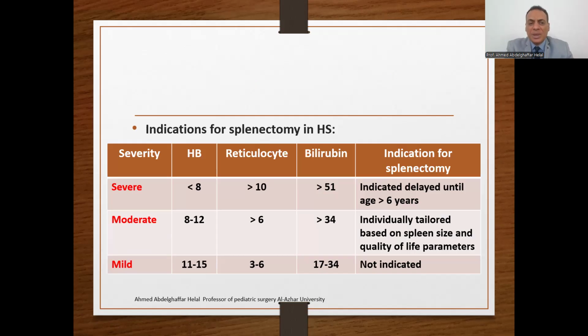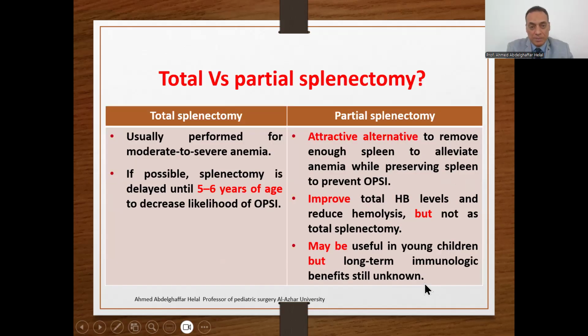There is an important table for the indications of the splenectomy in hereditary spherocytosis, depending on the severity of the case, severe, moderate, or mild, and the parameters of the hemoglobin, the reticulocyte, the bilirubin. So the indication here is indicated but delayed until more than 6 years of age. There's a relationship between splenectomy and the age of the child, and we will discuss it. However, in the moderate cases, it's individually tailored based on the spleen size and the quality of the parameters. If we have a mild case, usually splenectomy is not indicated.